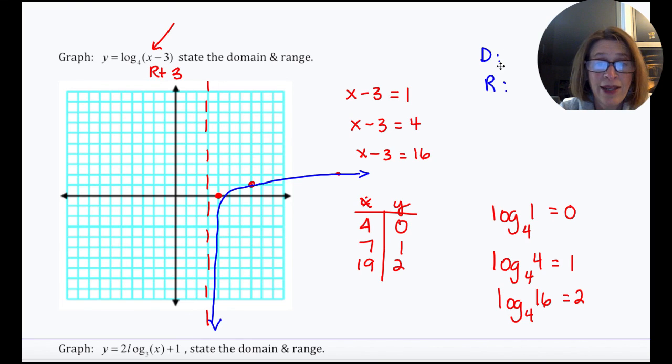Okay, and my domain and my range? Well, my domain is going to be x is greater than 3, right? I want all x's greater than 3, so that would be 3 to infinity. And my range still is going to hit every y on the axis, so negative infinity to infinity.